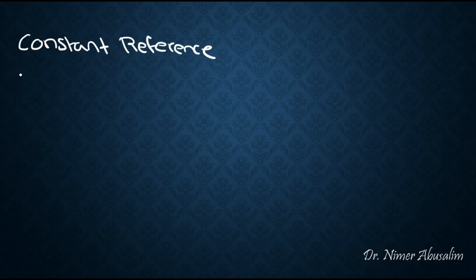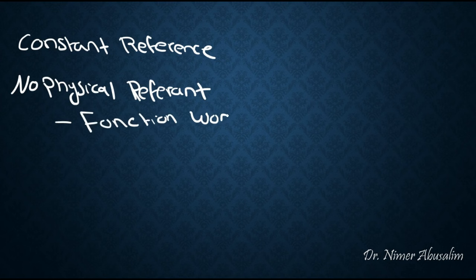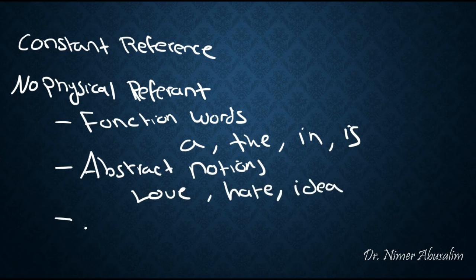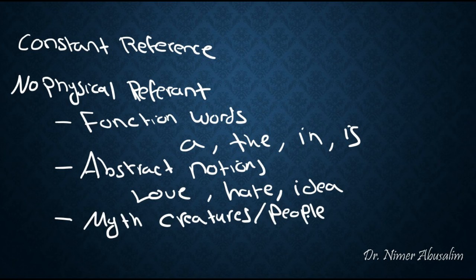Another case of reference is where you have no physical referent. Examples are function words like or, the, in, or is. These words of course have no physical referent. Also abstract notions. Take for example love, hate, idea. Also mythical creatures or people. Take a popular example, which is unicorn. Now the unicorn does not exist in the real world, but we can still talk about something called a unicorn. In this case, the linguistic expression unicorn has no physical referent in the real world, meaning that it does not pick out a physical object in the real world.